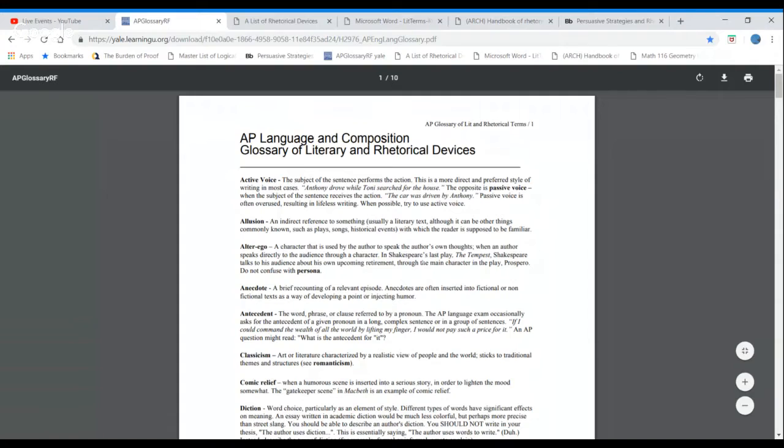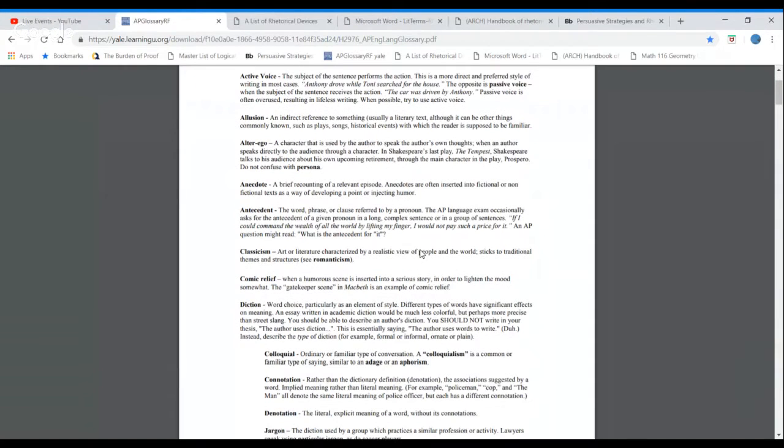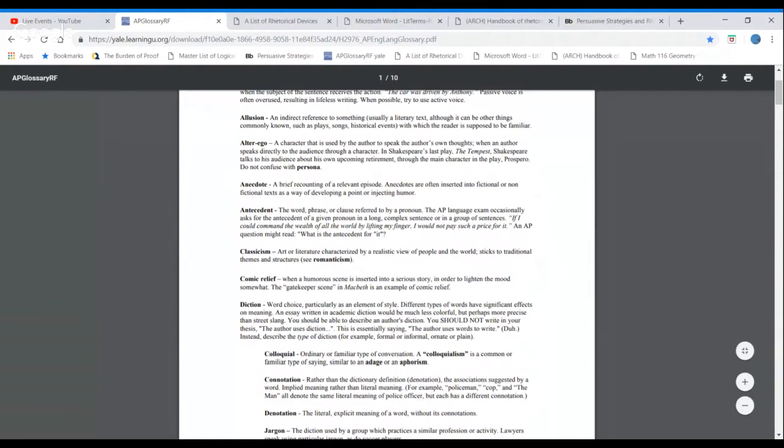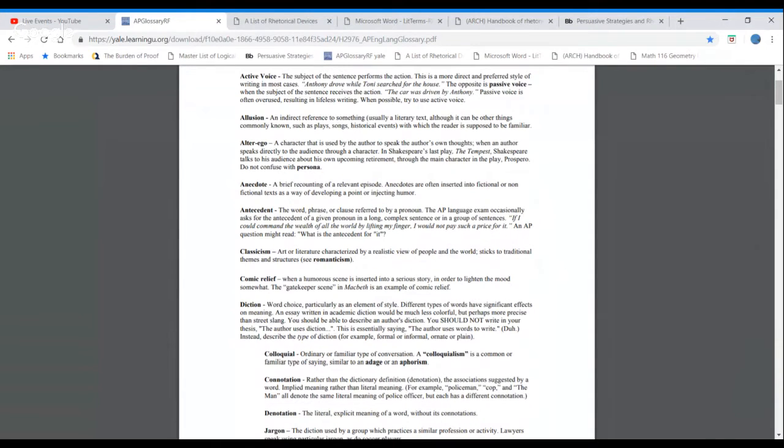Alter ego. It's more to do with writing as well. Anecdote: recounting of a relevant episode. Anecdotes are often inserted into fictional or non-fictional text as a way of developing points or injecting humour. Antecedent: the word, phrase, or clause referred to by a pronoun. The AP language exam occasionally asks for the antecedent of a given pronoun in a long, complex sentence or in a group of sentences. If I could command the wealth of all the world by lifting my finger, I would not pay such a price for it. An AP question might read, what is the antecedent for it?